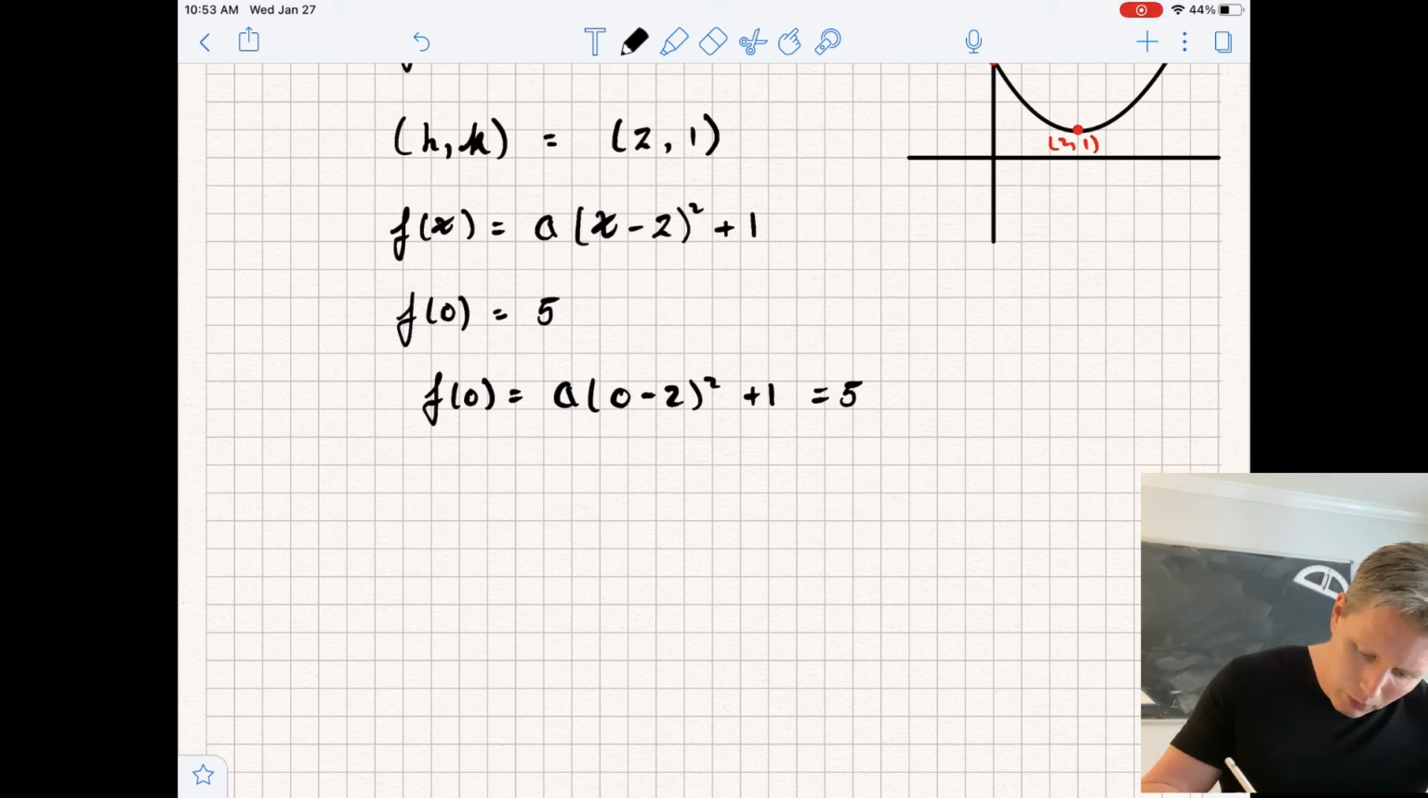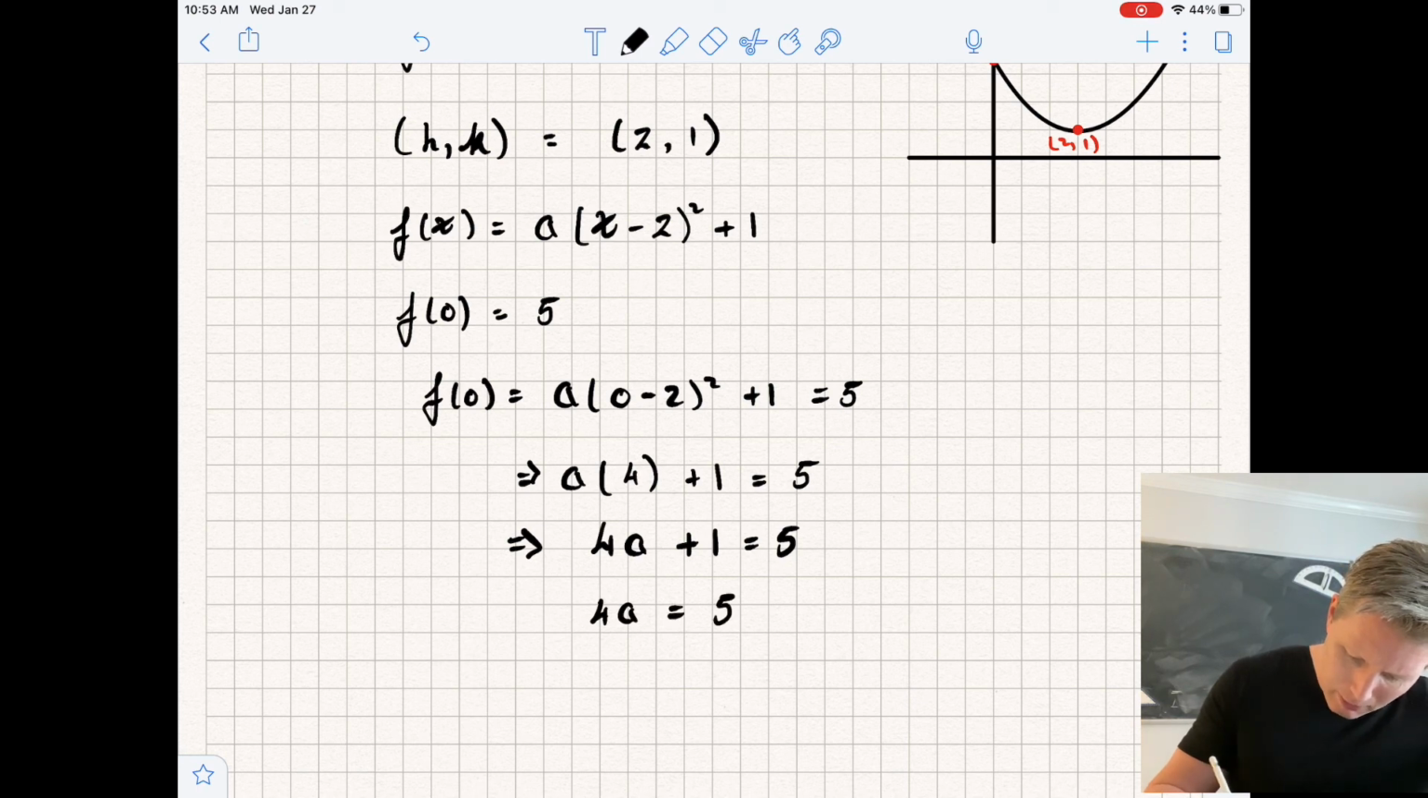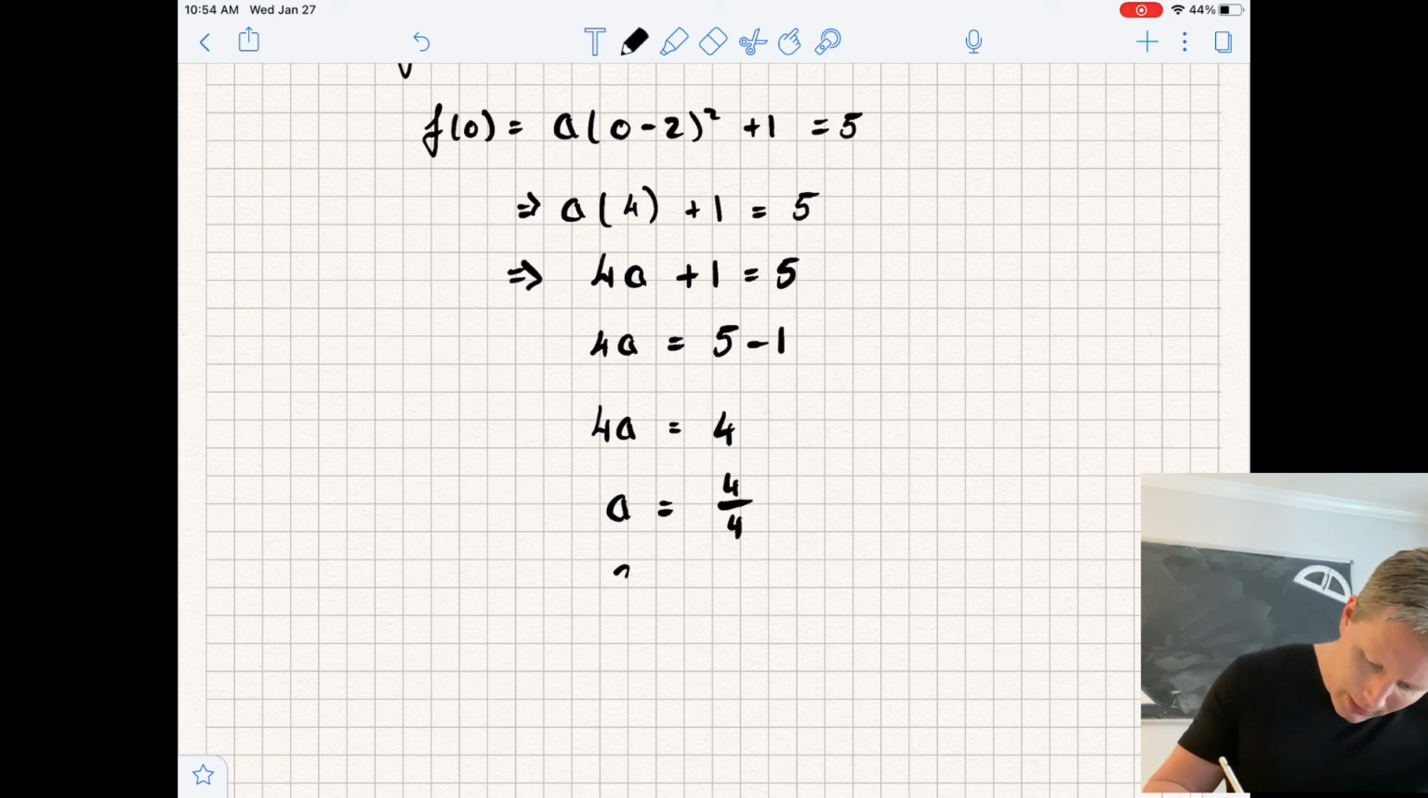And so I can form an equation. I've already formed the equation. I can now go about solving the equation. 0 minus 2 is negative 2. Negative 2 squared is 4. So that is 4a plus 1 is equal to 5. Subtracting my 1 to the other side, I get 4a is equal to 5 minus 1. 4a is equal to 4. And then dividing both sides by 4, I get that a is 4 divided by 4. A is equal to 1.